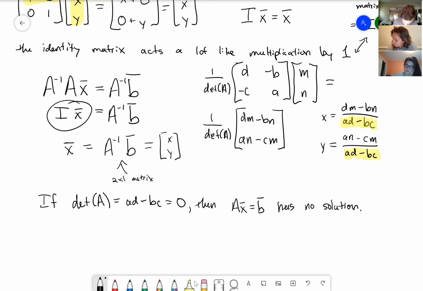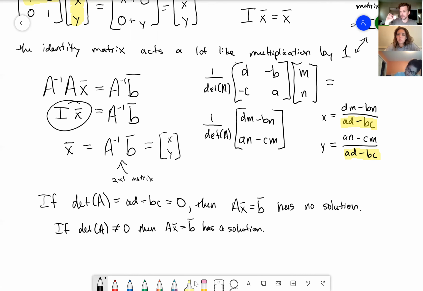And similarly, if the determinant of A is not equal to 0, then Ax equals b has a solution. So that's why this thing is called the determinant. It completely determines whether or not the system of equations has a unique solution. We know it's unique. We just figured out what it was.